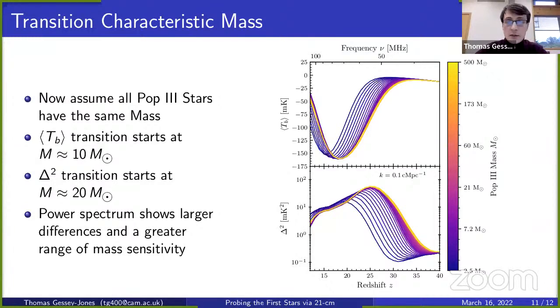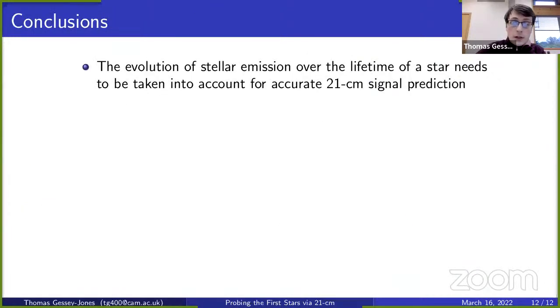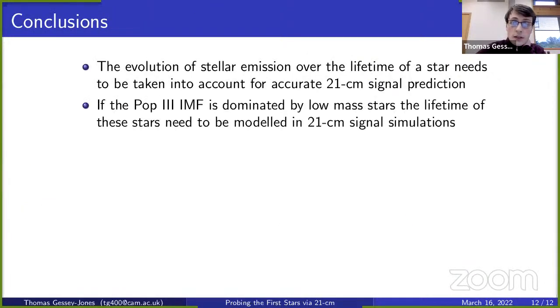As I'm coming to the end of my time, I'll just quickly wrap up with my conclusions. So we evaluated a couple of assumptions: whether the stellar emission over the star's lifetime can be taken as just its zero-age main sequence emission, and whether POP3 star emission in semi-numerical simulations can be taken as instantaneous. And we found that in some cases these are not valid. These assumptions cause erroneous predictions from the simulations.